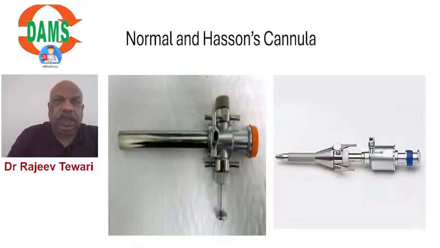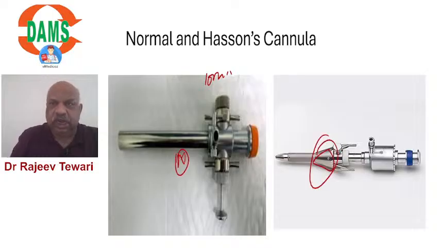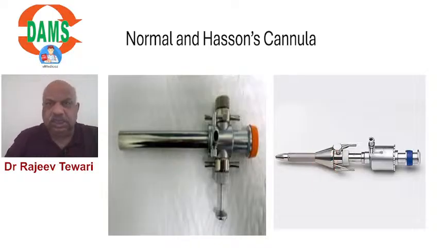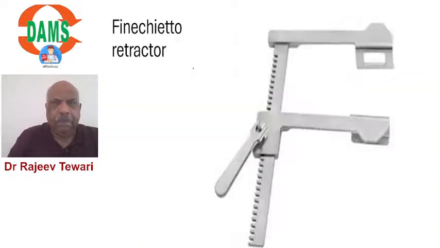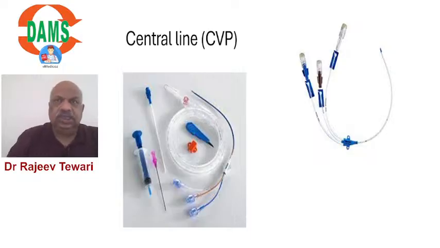These are the cannulas, 10 millimeter cannula. This is normal, this is Hasson's. In Hasson's, you'll find this triangle here. So whenever you have a shoulder leg thing, this is Hasson's. The Hasson is used for open technique and this is used for closed technique. This is Finochietto retractor for thoracic surgery, retraction of the rib, thoracotomies. This is central line.